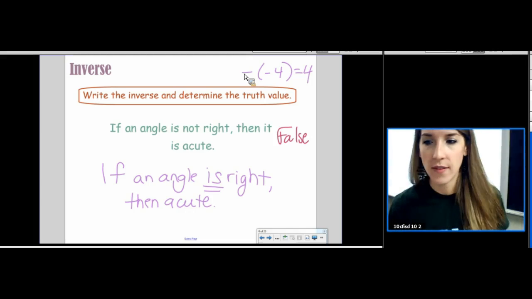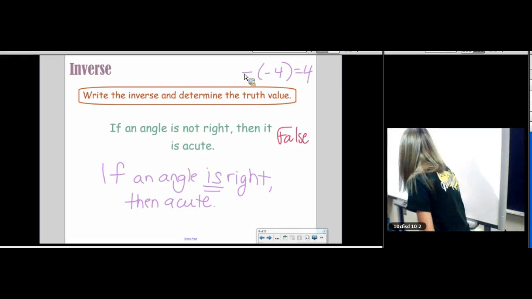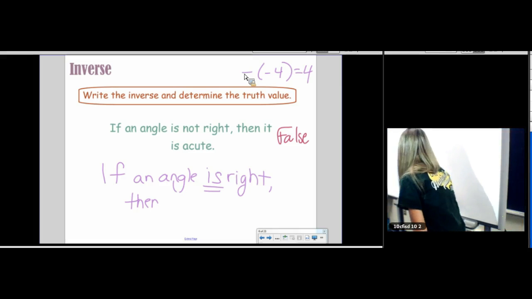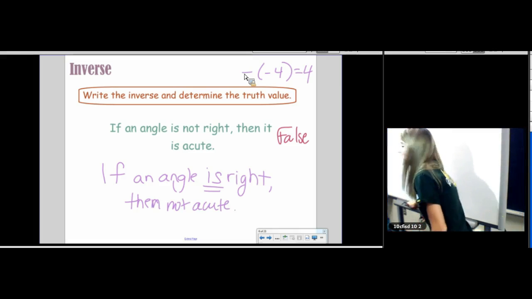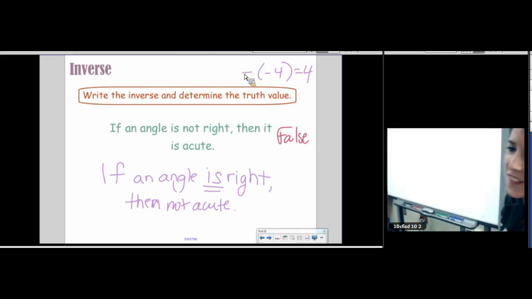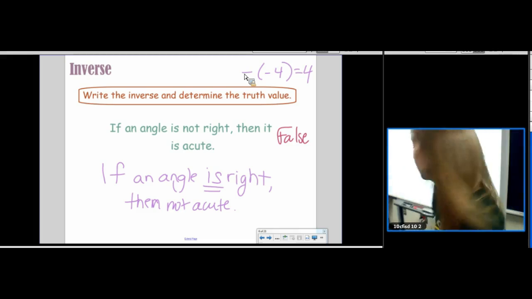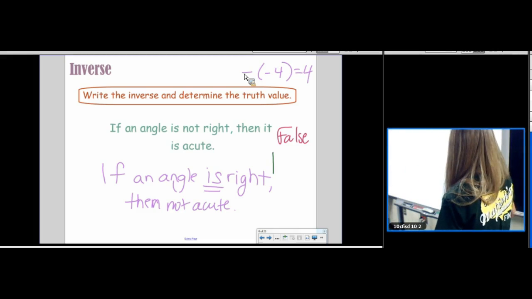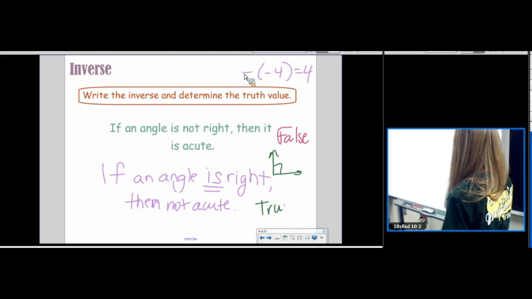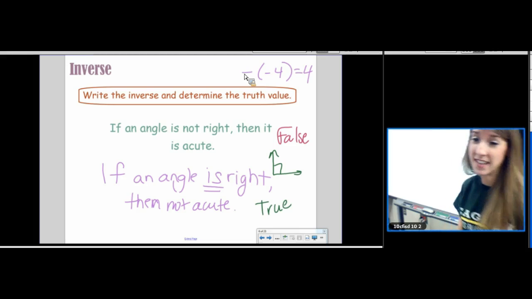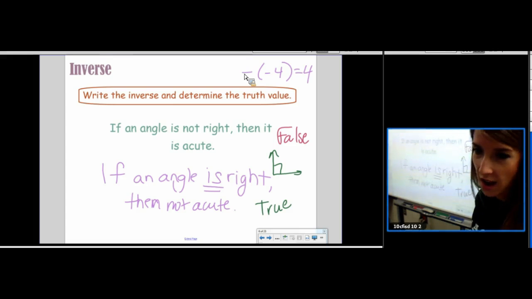Truth value of the inverse. If an angle is right, oops, I didn't put my not. Okay, y'all are probably telling me that. Sorry, I just now read the sentence when I turned around. If an angle is right, then it is not acute. If an angle is right, if it's a 90-degree angle, could it possibly be acute? It could not be acute at all, so that one is true. Sorry about that. I did not write the word not. I fixed it. Cool? A not is an is.